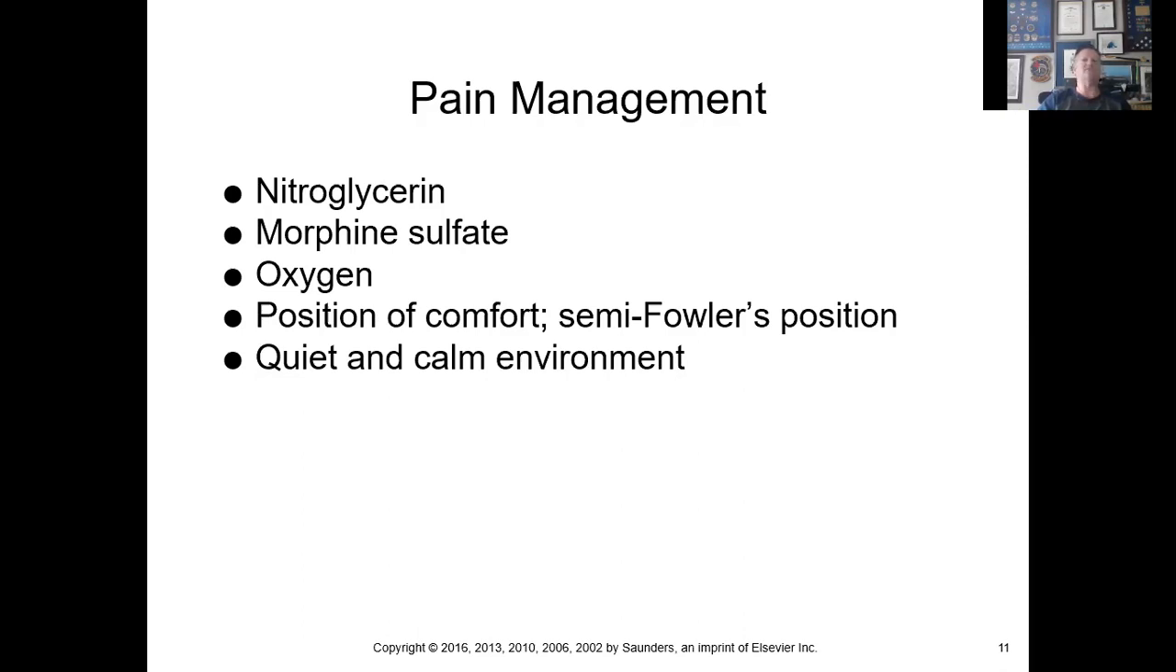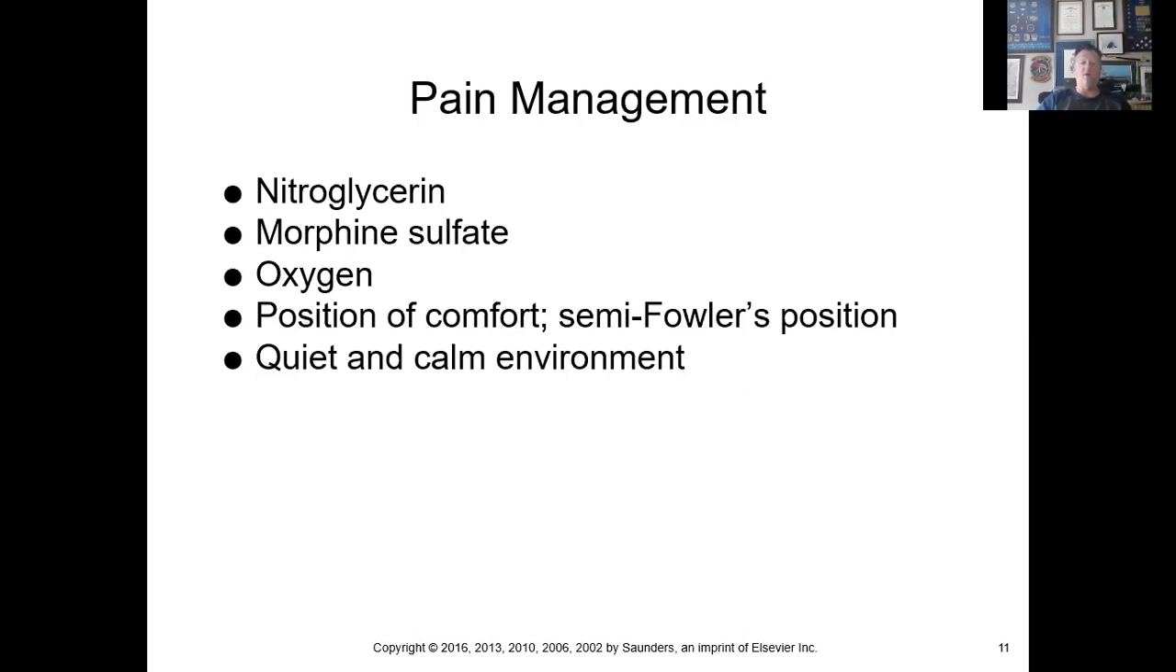But the primary is morphine sulfate. Morphine's a beautiful drug. Does a couple things that are really nice. One, it's a vasodilator. Two, it's a pain reliever. Three, it helps take their stress level down, and it helps them oxygenate better.